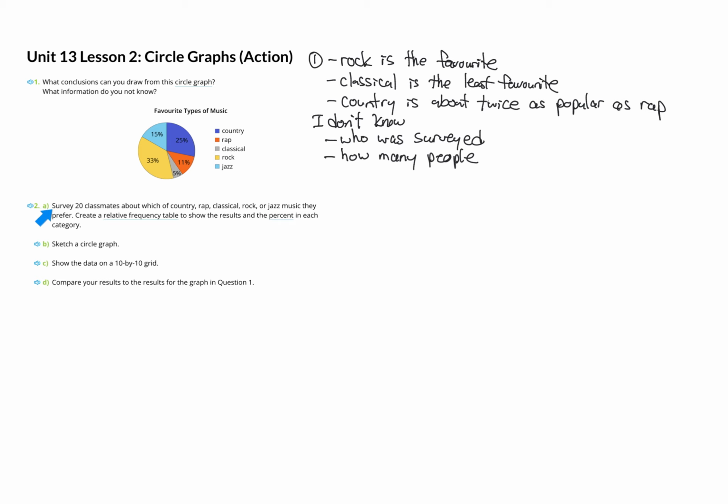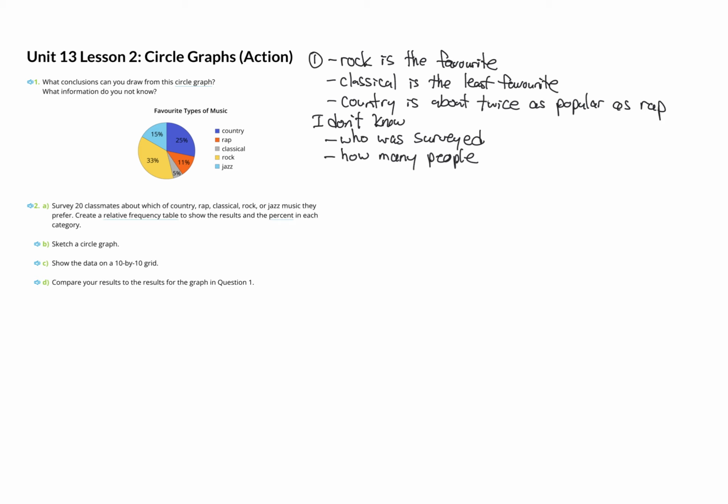Question 2 is survey 20 classmates about which of country, rap, classical, rock, or jazz music they prefer. Create a relative frequency table to show the results and the percent in each category. We're not going to actually do the survey. Instead, I'm going to give you some data.